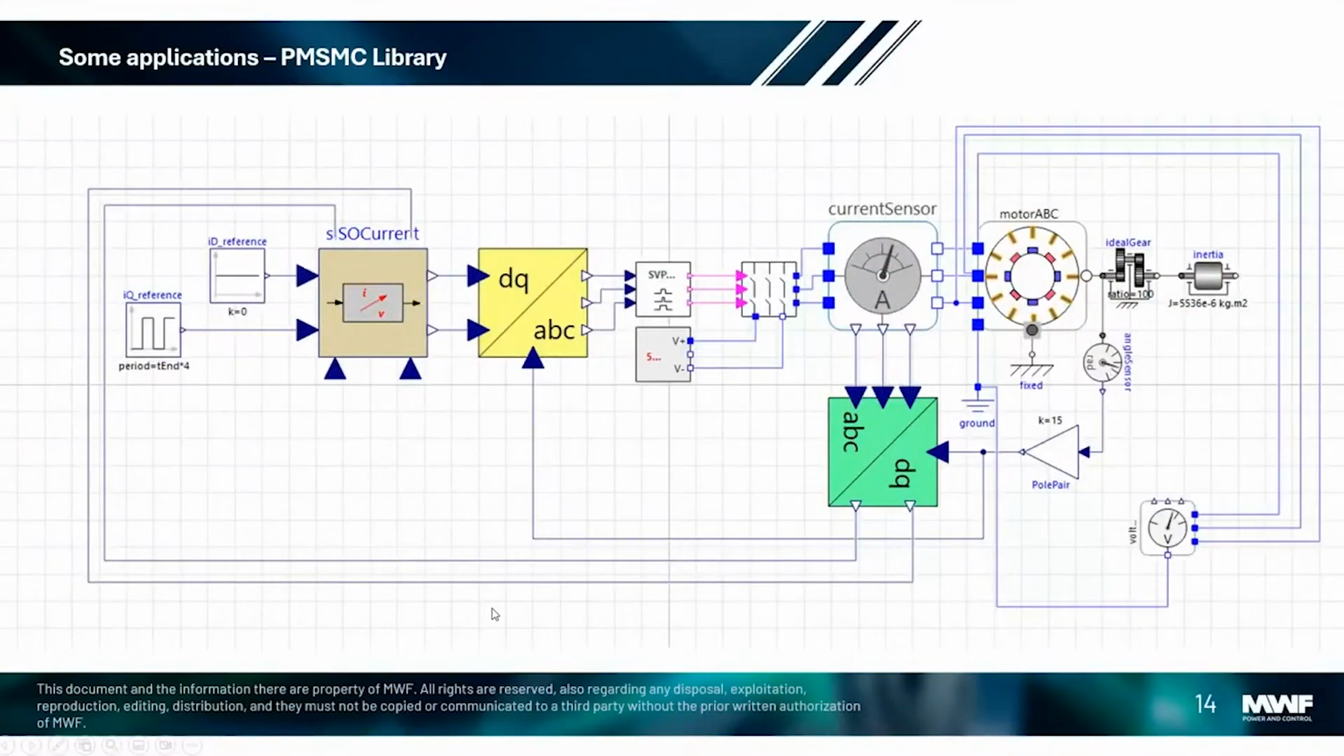This is how one of these models looks like. As we can see here, we have models for space vector PWM modulation, three-phase inverters, current sensors, transformations from ABC frame to DQ frame, DQ to ABC, alpha, beta, and so on. And of course, the models of the motors themselves.